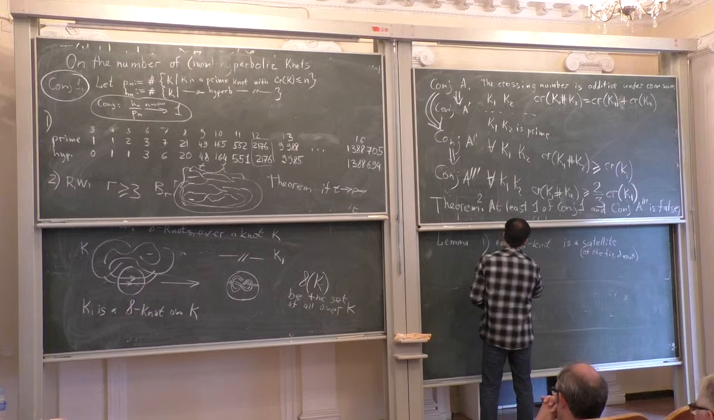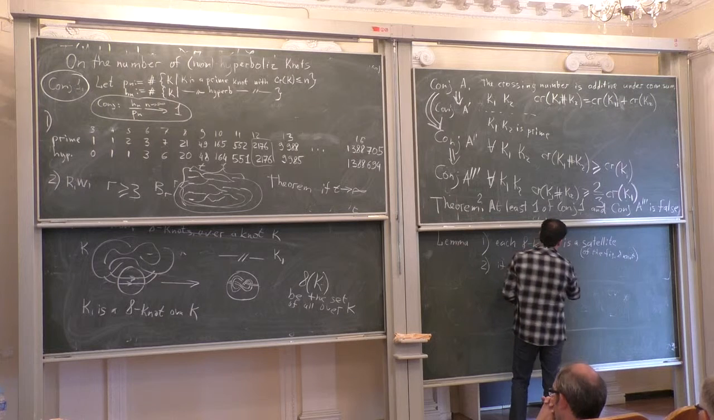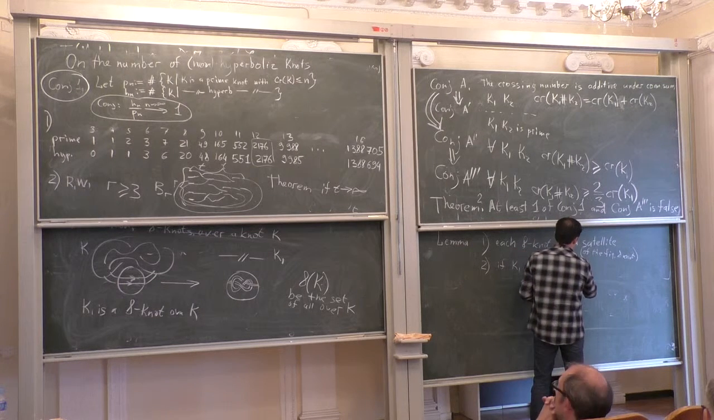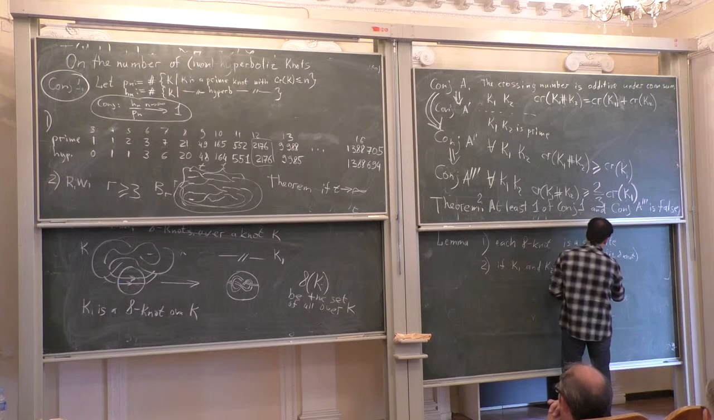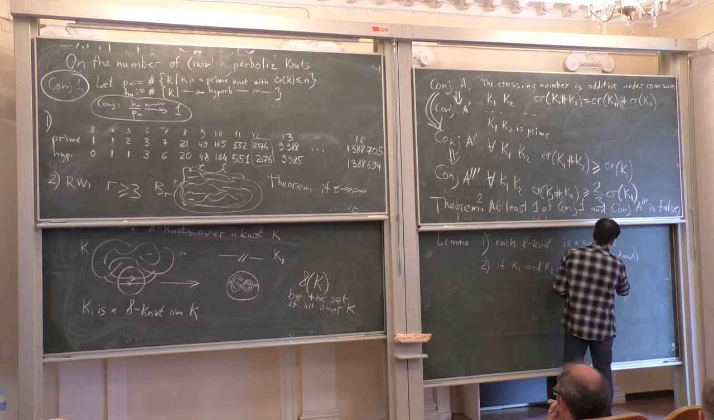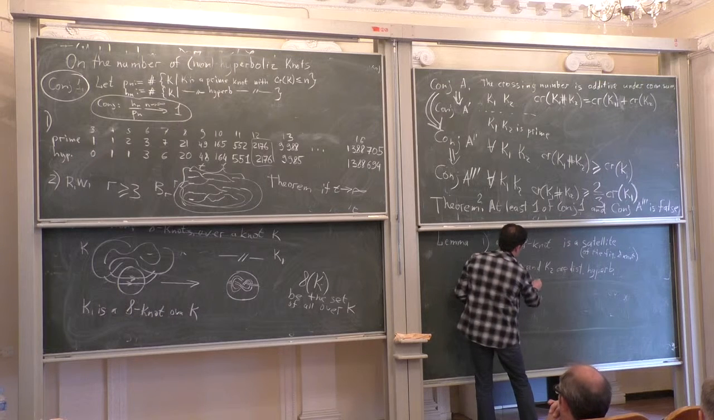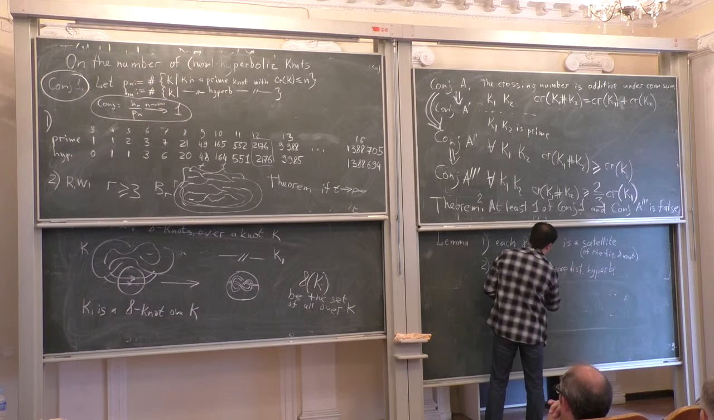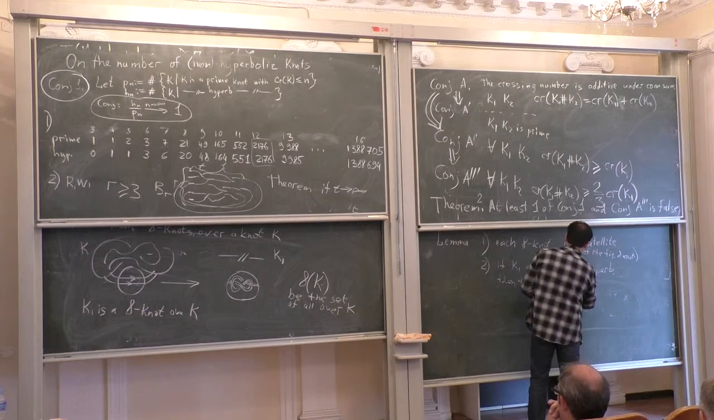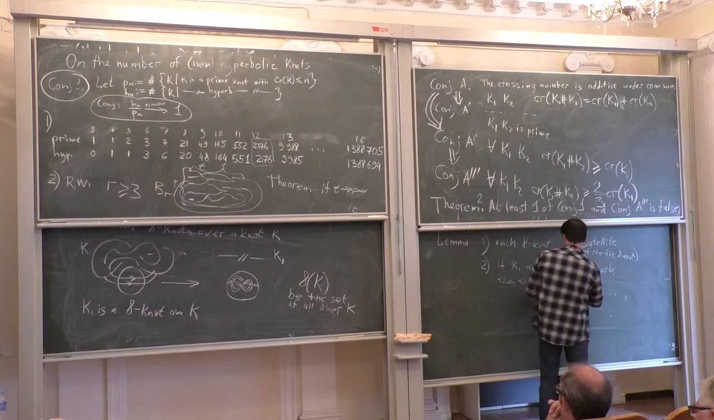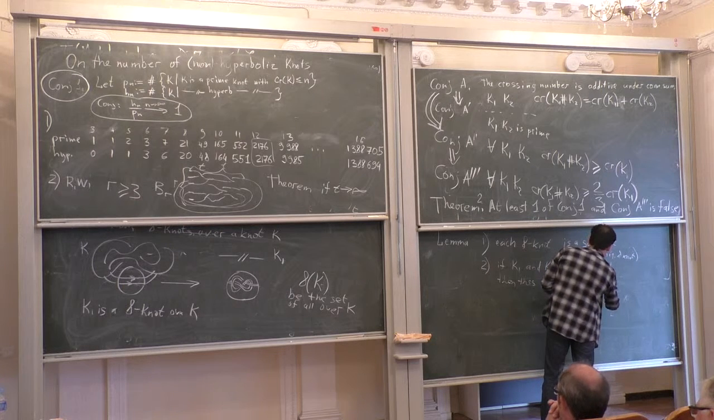So this is obvious, and second, it's not obvious but easy that if K1 and K2 are distinct hyperbolic knots, then the set of figure 8 knots over K1 is disjoint with the set of figure 8 knots over K2.